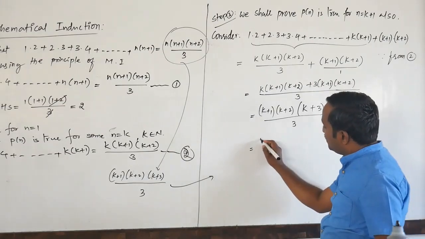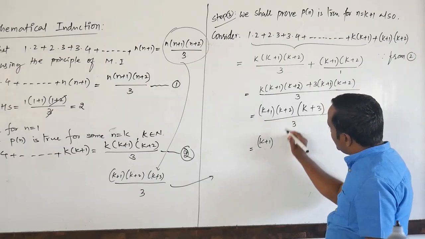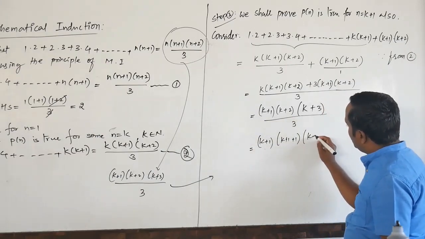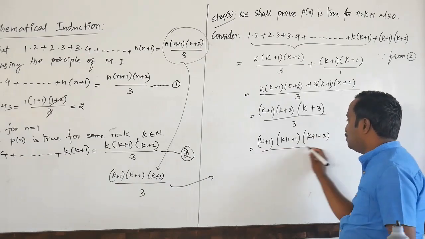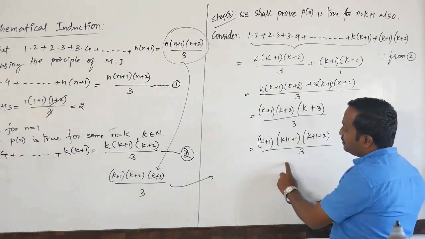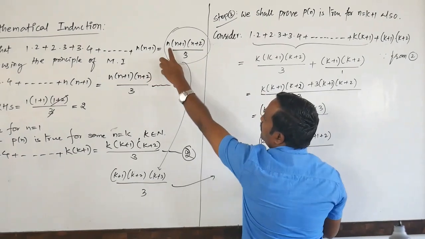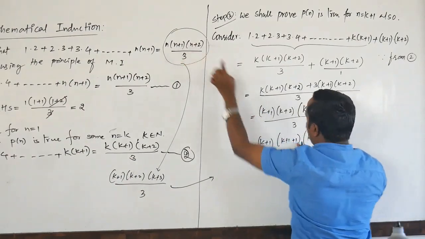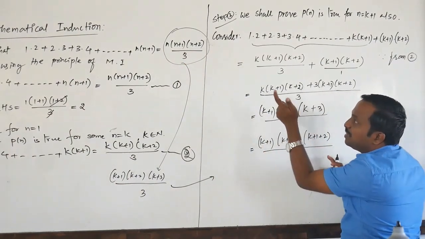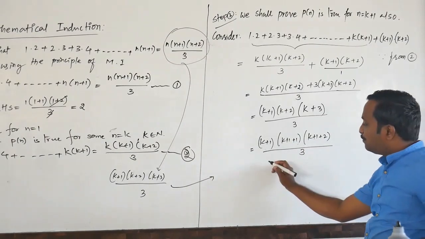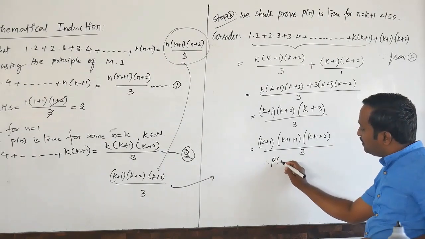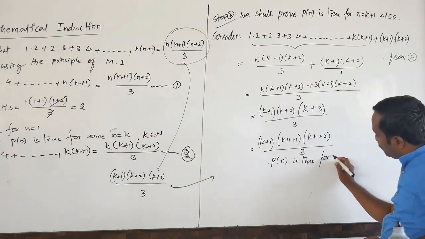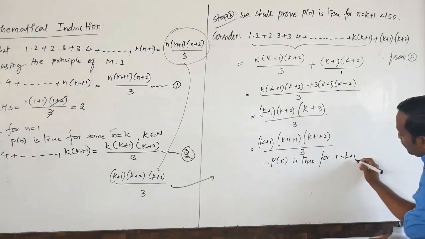So I can write k plus 2 as k plus 1 plus 1, and k plus 3 as k plus 1 plus 2, by 3. Just look at this. Here the k plus 1 term has come. So where n was, k plus 1 has come: n plus 1 is k plus 1 plus 1, n plus 2 is k plus 1 plus 2. So n is replaced by k plus 1. Therefore I can conclude phi of n is true for n equal to k plus 1 also.